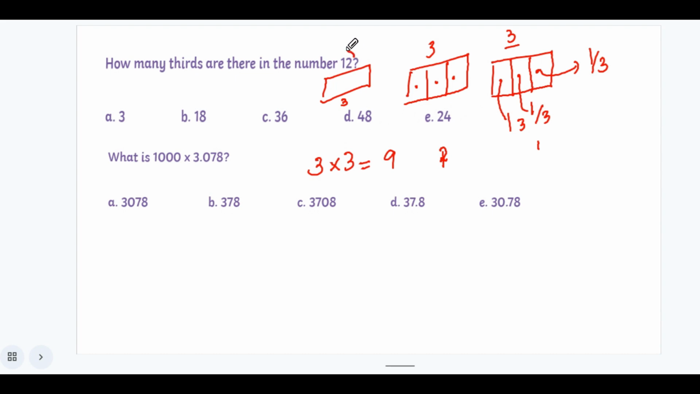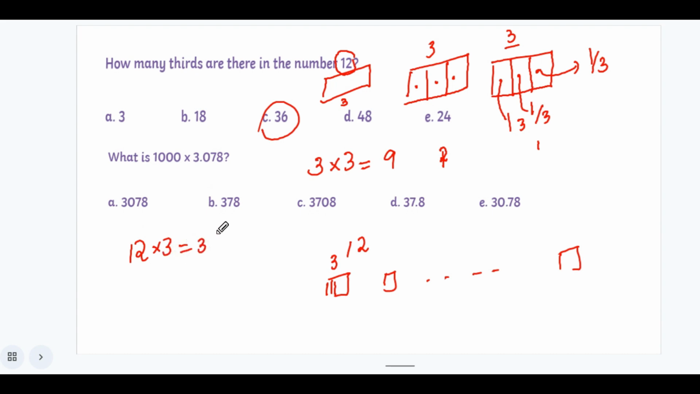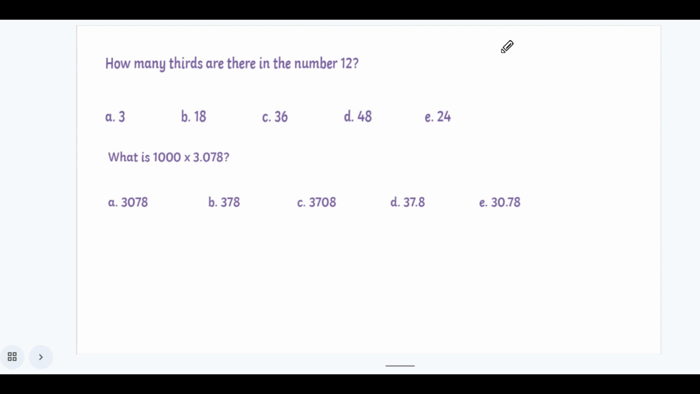So if I have 12 boxes, 1, 2, 3 and so on up to 12, each box has 3/3 because each has been divided into 3 parts. So how many thirds will be there in 12? 36. How did you get it? 12 times 3 equals 36. Understand? Yes, you can apply the same thing on every number.